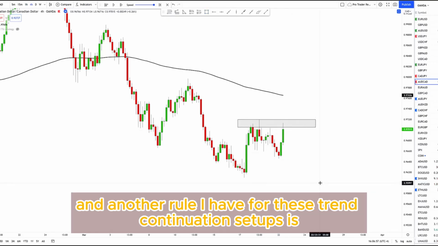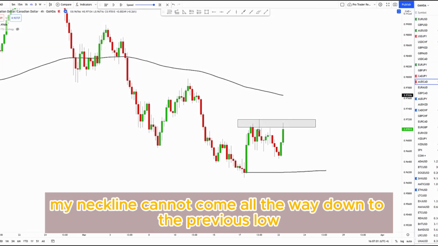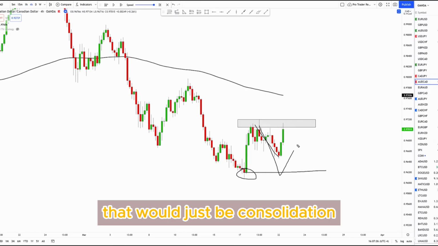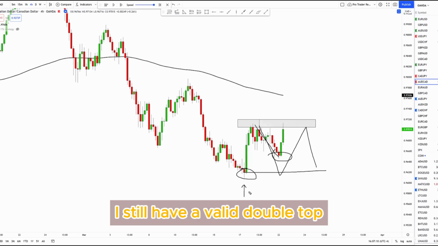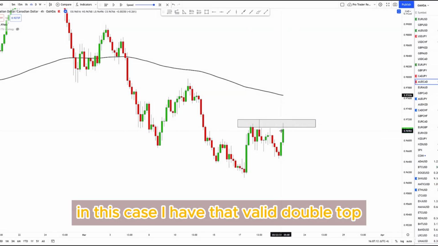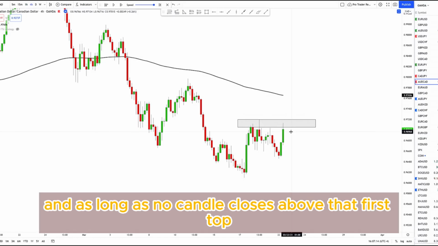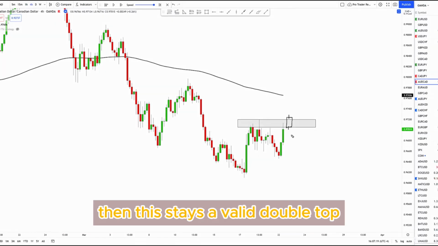Yes, we do. And another rule I have for these trend continuation setups is obviously my neckline cannot come all the way down to the previous low. That would just be consolidation. So, as long as that neckline stays above the previous low, I still have a valid double top. In this case, I have that valid double top, and as long as no candle closes above that first top, then this stays a valid double top.